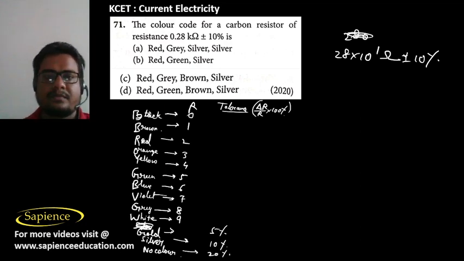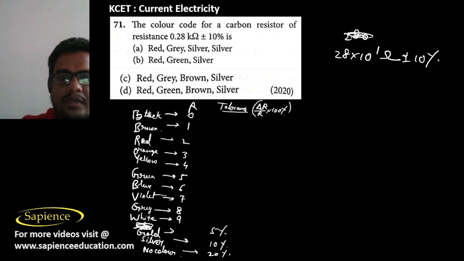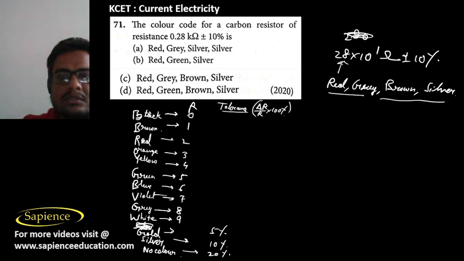So therefore this 28 into 10 power 1: 28 means the first should be red, and 8 is gray, so it should be red, gray, and then into 10 power 1, so it should be brown, and then 10% means it is silver. So this should be the color code of the carbon resistor: red, gray, brown, and silver. So option C is the correct answer.